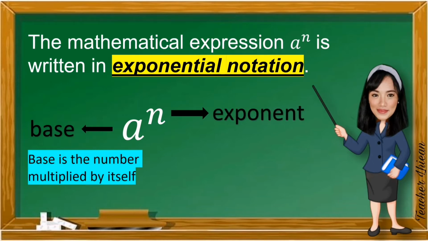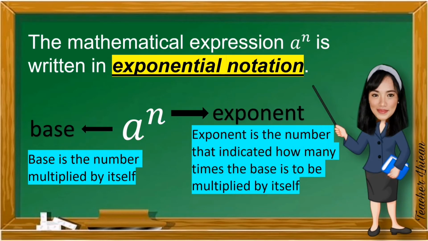When we say base, it is the number multiplied by itself. So ibig sabihin, yung base imo-multiply natin sa sarili niya kung ilan ang sinasabi ng exponent. When you say exponent, it is the number that indicated how many times the base is to be multiplied by itself.